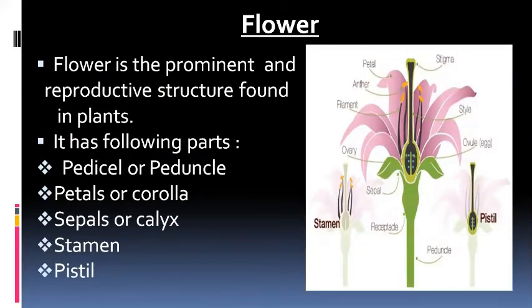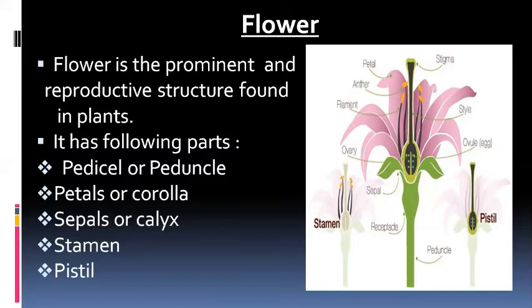So let's move to the last topic, that is the flower. Flower is the most important reproductive and colorful structure which is found in the plant. If you talk about the parts of a flower, the flower is divided into the pedicel, petals, sepals, stamen, pistil. The parts of the flower are also called whorls. So basically, the flower has four whorls. The first two whorls, the petals and the sepals, together form the accessory organs of the flower, while the stamen and pistil form the reproductive organs of the flower.